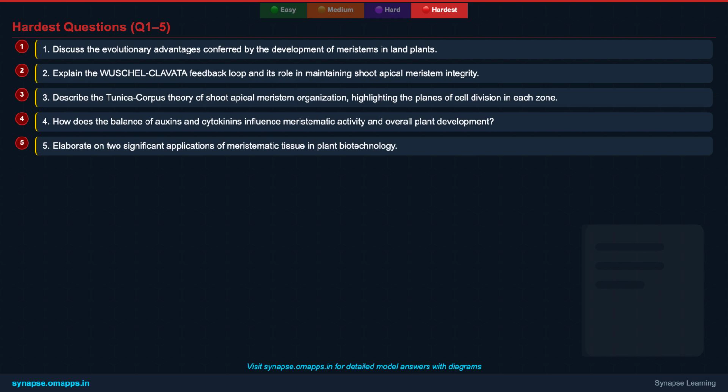1. Discuss the evolutionary advantages conferred by the development of meristems in land plants. 2. Explain the Wuschel-Clavata feedback loop and its role in maintaining shoot apical meristem integrity. 3. Describe the tunica corpus theory of shoot apical meristem organization, highlighting the planes of cell division in each zone. 4. How does the balance of auxins and cytokinins influence meristematic activity and overall plant development? 5. Elaborate on significant applications of meristematic tissue in plant biotechnology.